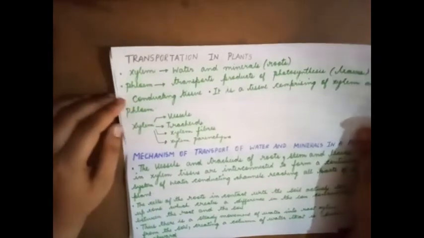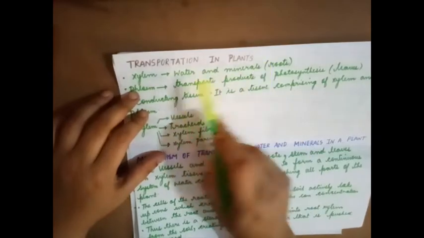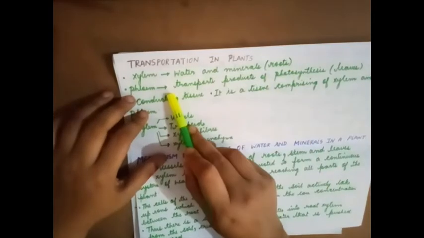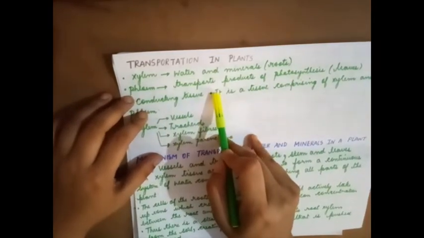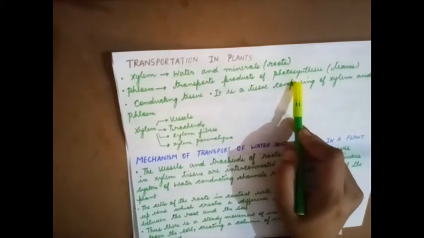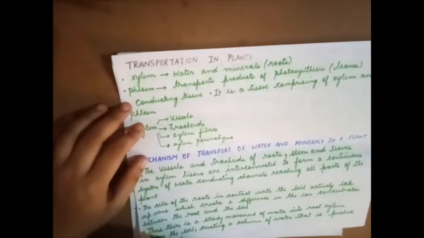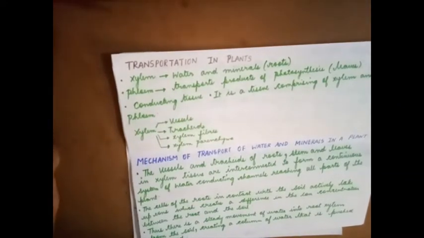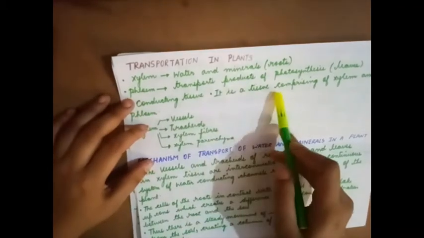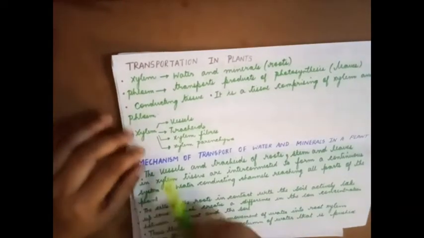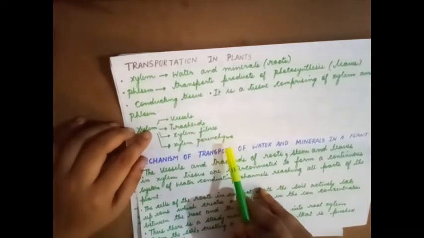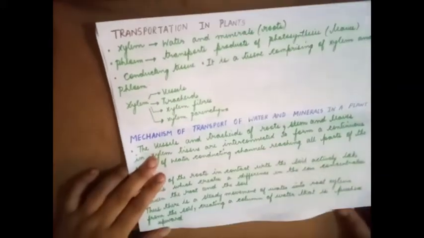Next we will move on to transportation in plants. Xylem helps in the transportation of water and minerals from the roots. Phloem brings about the transportation of food that is prepared in the leaf. Xylem and phloem together are known as conducting tissue because they bring about the conduction or transport of water, minerals as well as food prepared in the leaves. It is a tissue comprising xylem and phloem. Now, xylem is made up of 4 elements: vessels, tracheids, xylem fibers and xylem parenchyma.